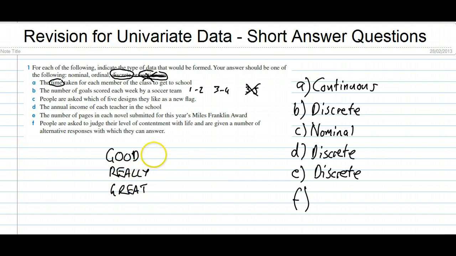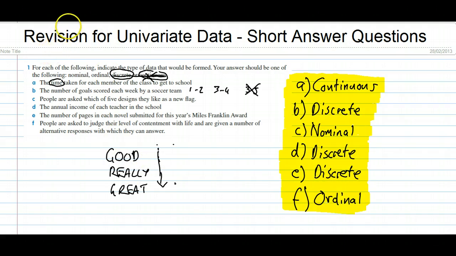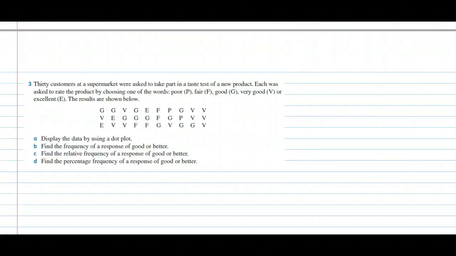Okay, it's going to be responses like that. And when you're setting out responses like that, there's clearly going to be an order to the responses. If it's a level of contentment, then the responses are going to have levels from higher to lower. So this is going to have to be ordinal data because there is an order built into the responses. Alright, let's move along to the next question.